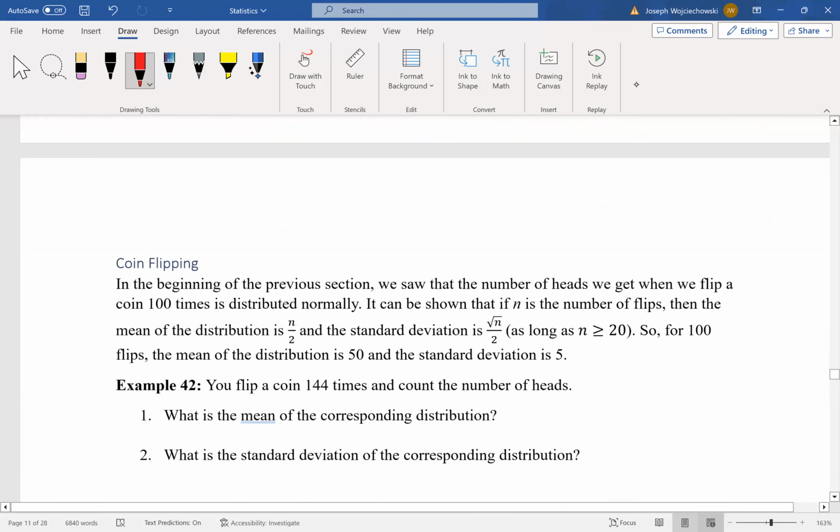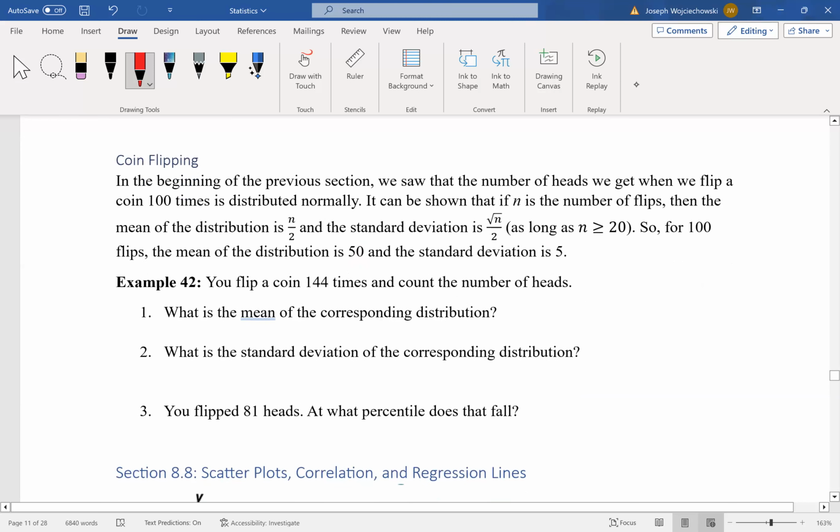So let's go back to our coin flipping. In the beginning of the previous section, we saw that the number of heads we get when we flip a coin 100 times is distributed normally. It can be shown that if n is the number of flips, then the mean of the distribution is n divided by 2, and the standard deviation is the square root of n divided by 2, as long as n is greater than or equal to 20. So for 100 flips, the mean of the distribution is 50, and the standard deviation is 5.